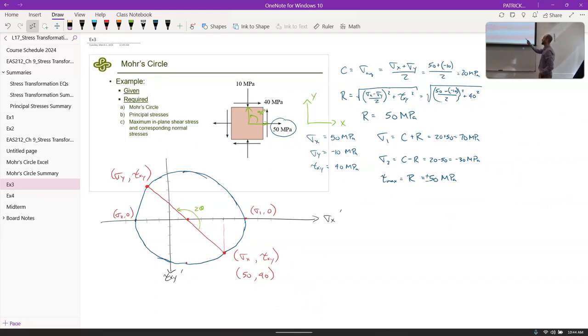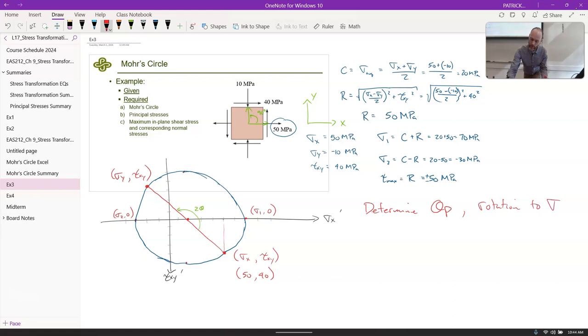Okay, so the last thing I want to do is to determine theta p, which is the rotation to sigma 1. So if I take my original state of stress and I rotate that differential element, that angle is going to be 2 times theta p. I can determine what that rotation is.